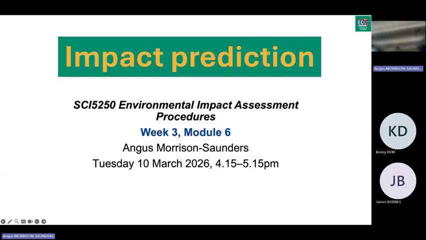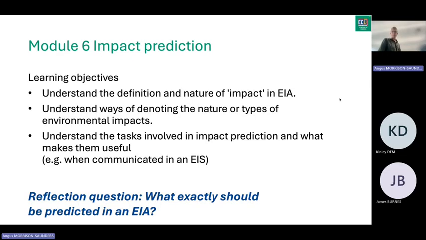Okay. Our other module today is impact prediction. I'm going to cut some of this content short. It's actually a pretty straightforward topic, but I'll cut short the activities I had lined up in the interests of getting some time to talk about group work at the end.